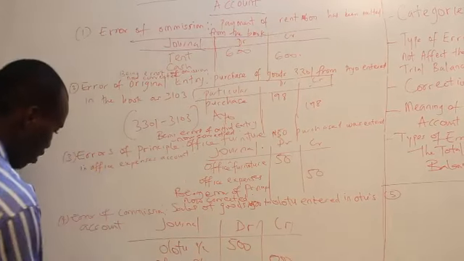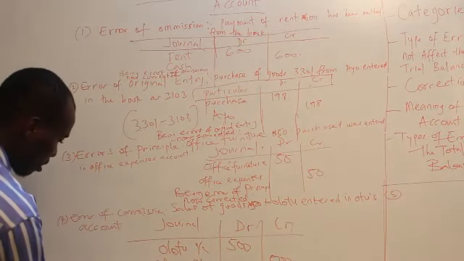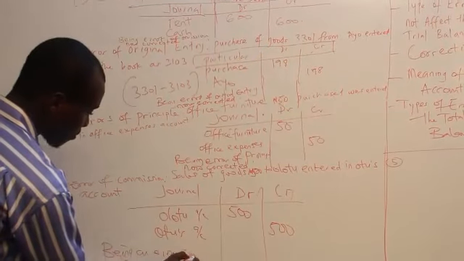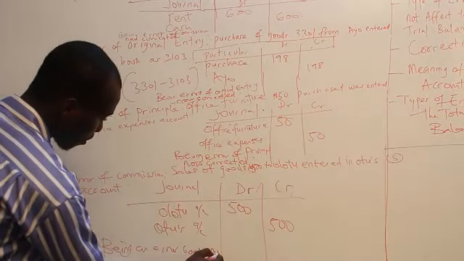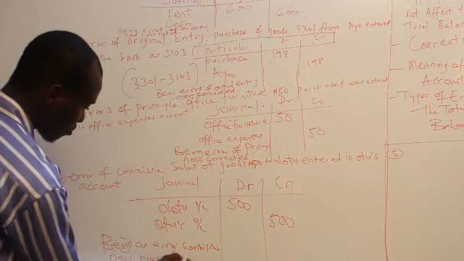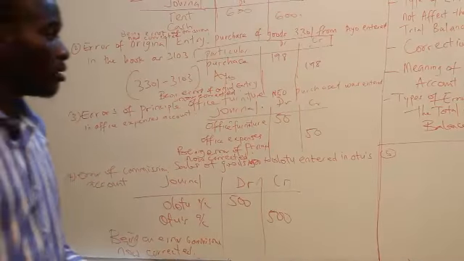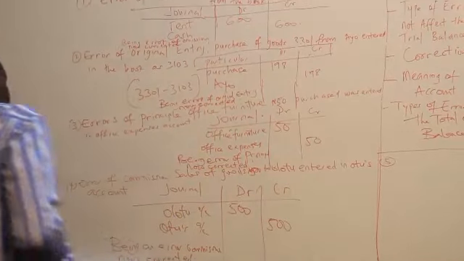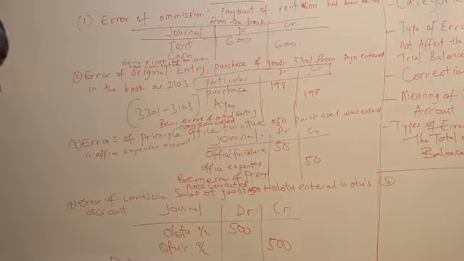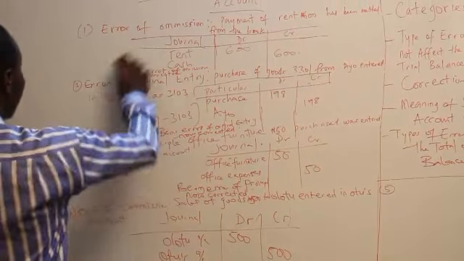So being an error of commission now corrected. So that has been corrected. Let's move to the next two categories of errors.